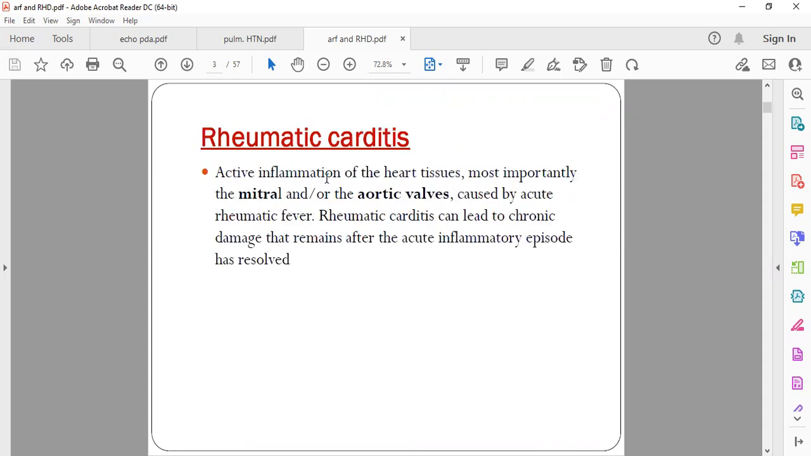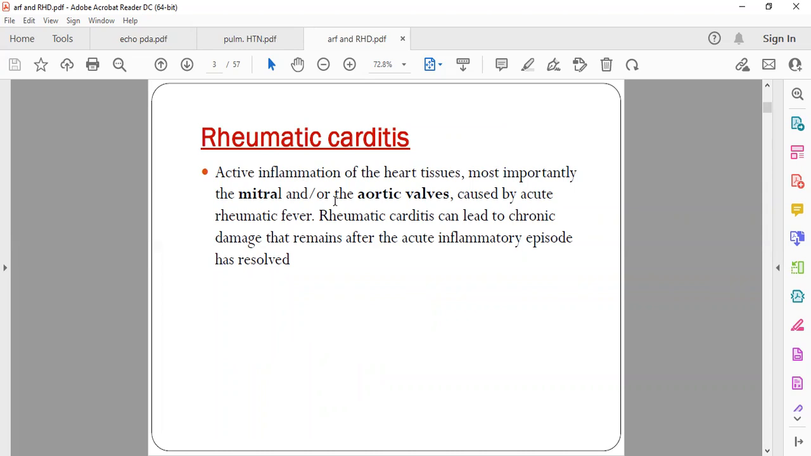The next terminology is rheumatic carditis. Rheumatic carditis is any inflammation of the heart. If acute rheumatic fever or any infection by group A Streptococcus is affecting your heart directly, most commonly it affects the valves, and predominantly the mitral and aortic valves. When it involves the valve, it is called rheumatic carditis. If this continues for a longer time, it can lead to various valvular pathologies like mitral regurgitation, other regurgitation, or stenotic lesions.